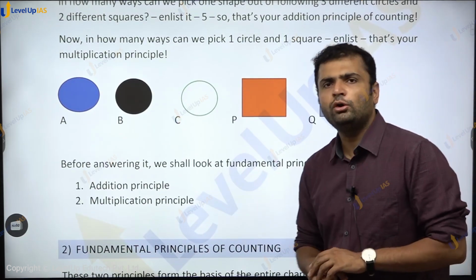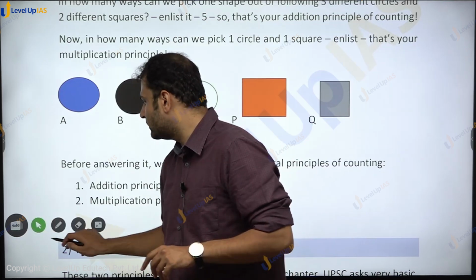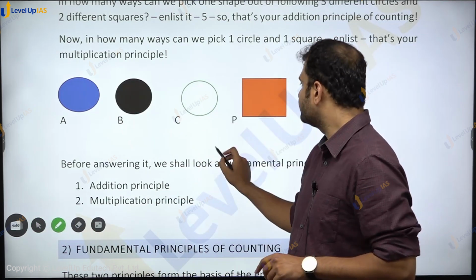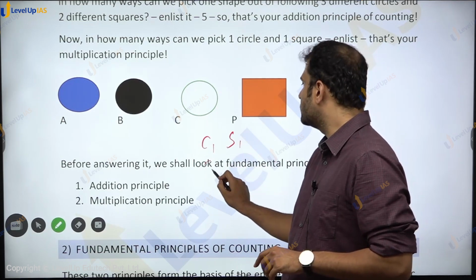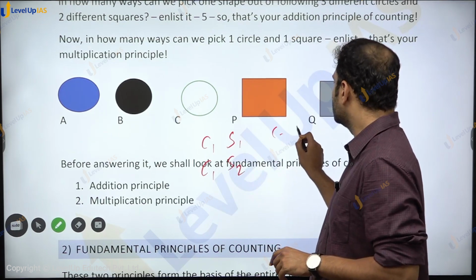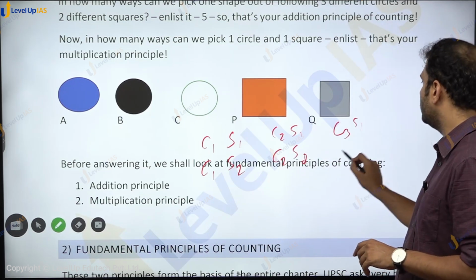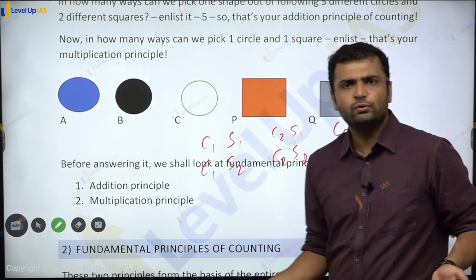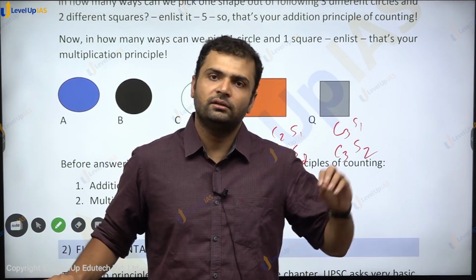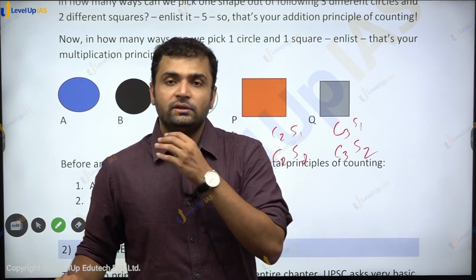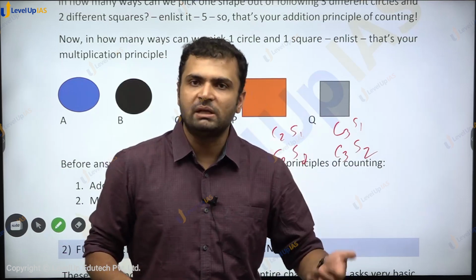And now, if I want to pick 2 shapes, one circle and one square, then how many ways are there to do it? I can pick circle 1 and square 1, or circle 1, square 2. I can pick circle 2, square 1, or circle 2, square 2. I can pick circle 3, square 1, or circle 3, square 2. So there are 6 ways. If I want to pick a circle and a square, then there are 3 into 2 ways, because there are 3 circles and 2 squares. This is our multiplication principle of counting.